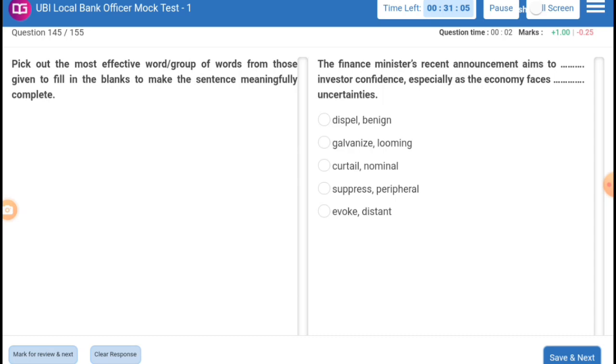The finance minister's recent announcement aims to dispel uncertainties.